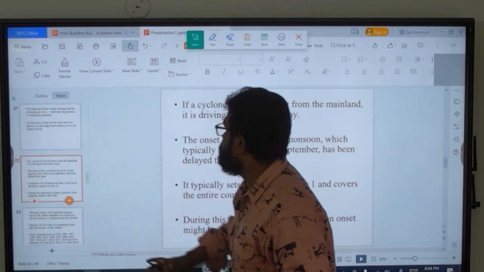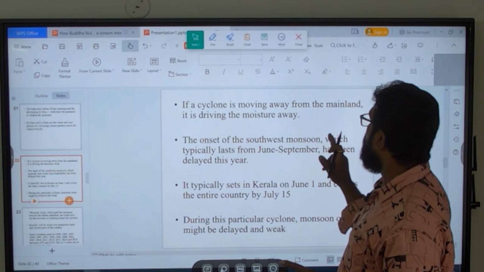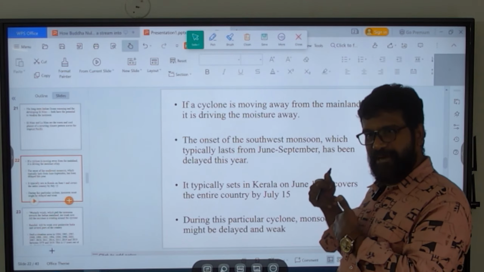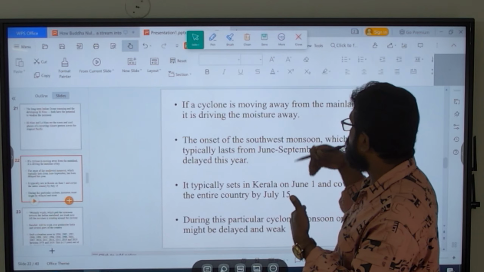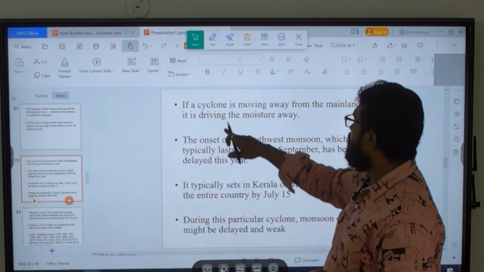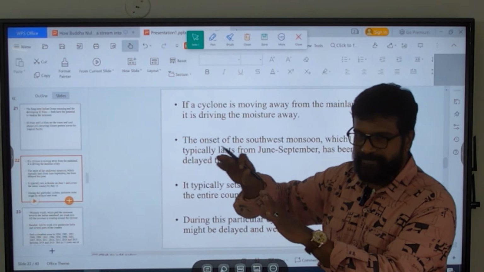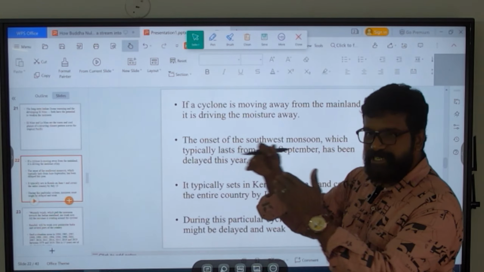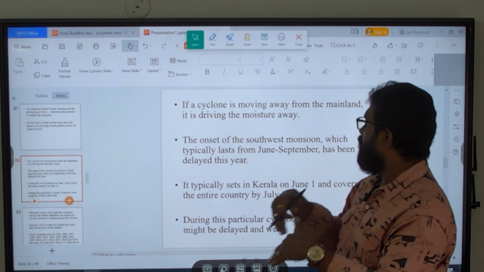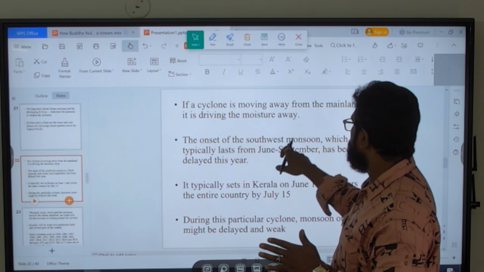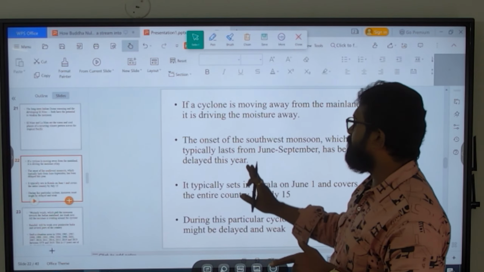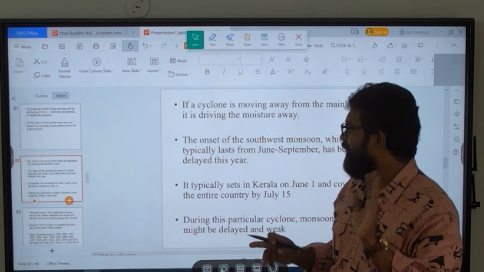Now, you see this. When a cyclone is moving toward the mainland, we have rainfall. But now the cyclone is moving away from the mainland, driving the moisture away. So it is going to Oman, not coming to India. It's driving all the moisture away. So the onset of the southwest monsoon, which typically lasts from June to September, has been delayed this year. Definitely we will have the delay.